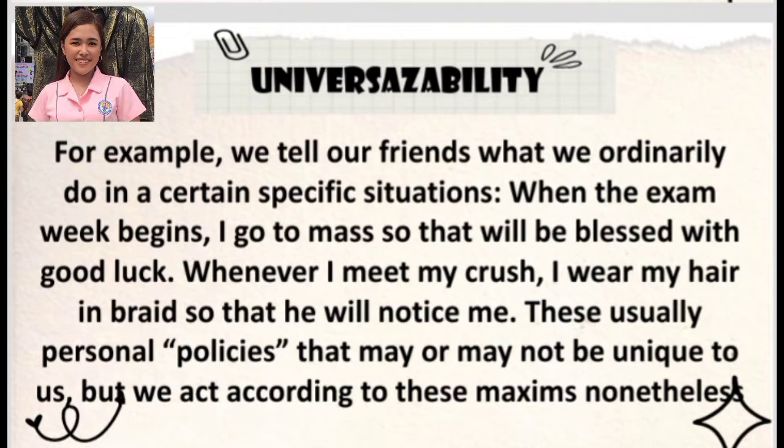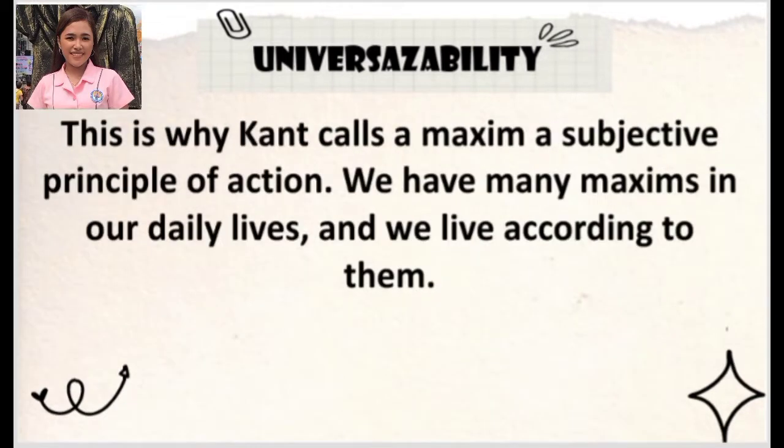Like whenever you meet your crush, you wear a braid in your hair so that he will notice you. Okay, so you are just doing all those things without keeping in mind that you are doing that because of your maxims. This is why Kant calls a maxim a subjective principle of action. We have many maxims in our daily lives and we live according to them.